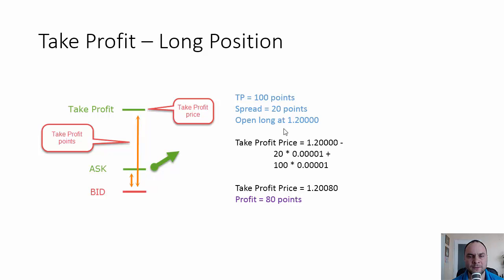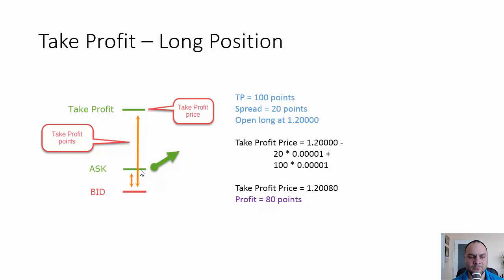So let the opening be 1.20000. When you open long, our take profit will be the opening price, the ask price, minus 20 multiplied by the point value, this is for the bid, and plus the take profit points, plus 100 multiplied by 0.0001, and we receive the take profit price equal to 1.20080. So the actual profit will be 80 points.